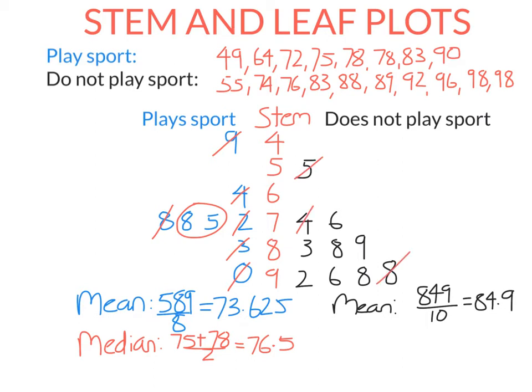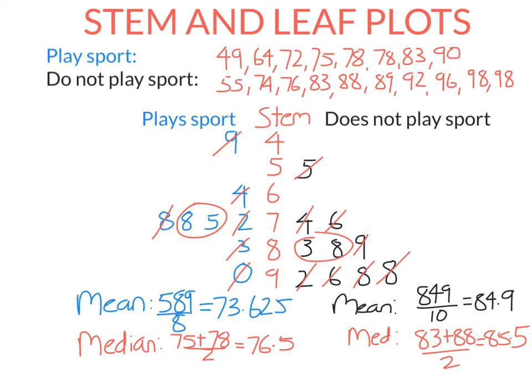Doing similarly for the other group, we can cross out the highest and lowest, then cross out second lowest and second highest, and keep doing this until we get the two middle scores, 83 and 88. So the median of this group is 83 plus 88 divided by 2, giving us 85.5. This has allowed us to compare data sets. We can see from the mean and the median of both groups that those who don't play sport clearly have a higher heart rate. That's what stem and leaf plots and statistics are good for, comparing data sets.